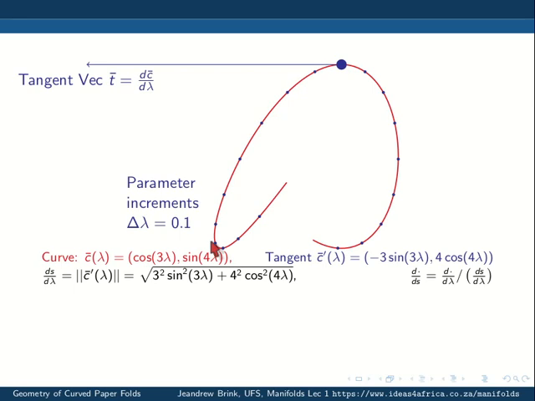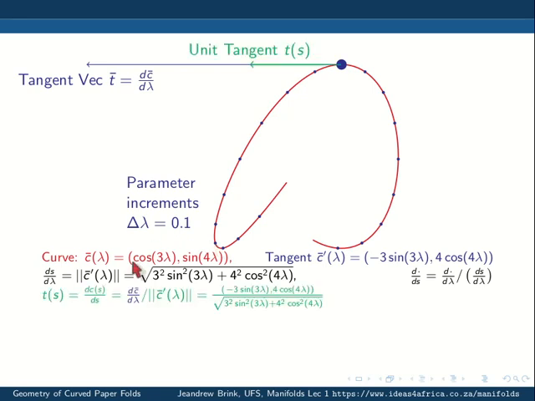So what I do is I still want my unit vector. My unit vector T of S is by definition dC of S ds. I can say that is equal to dC expressed in terms of lambda d lambda, divided by ds d lambda, which I have replaced by this.